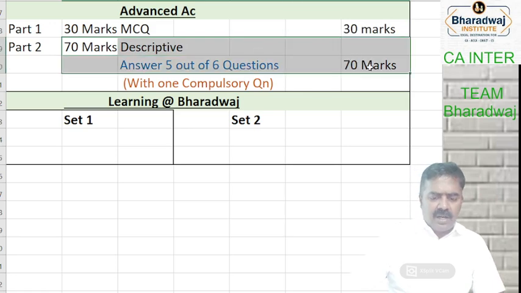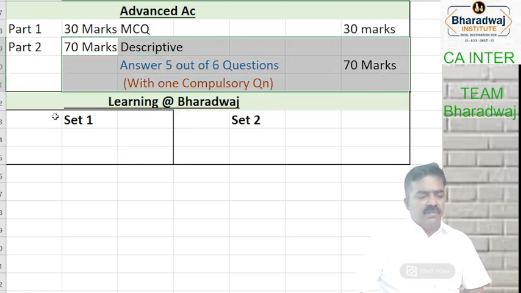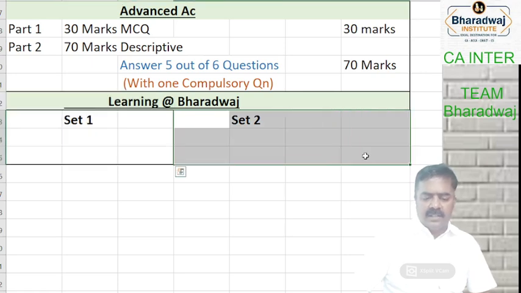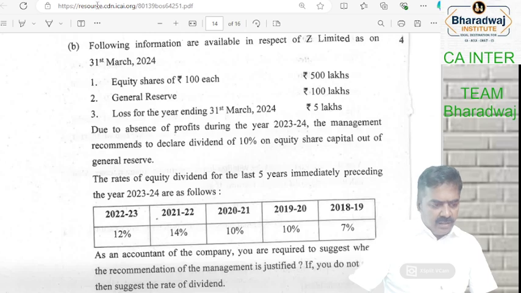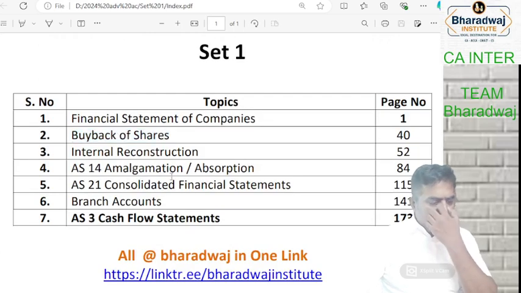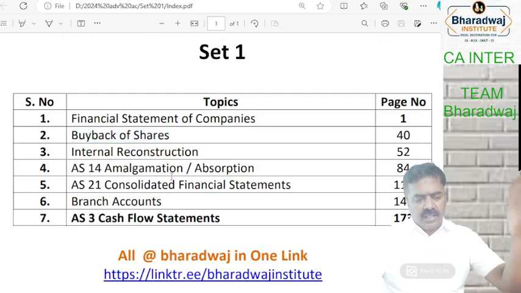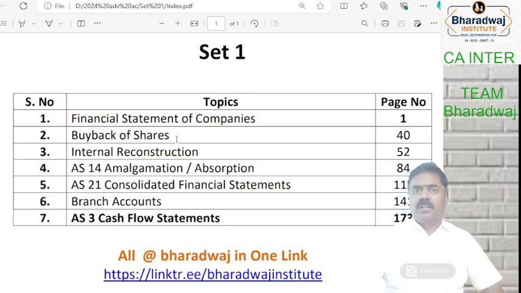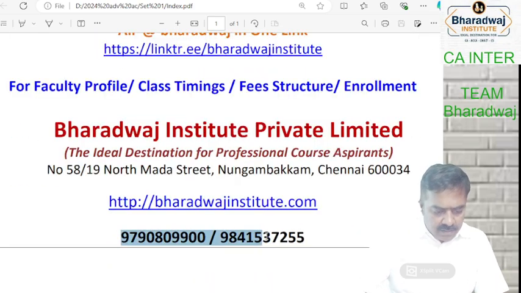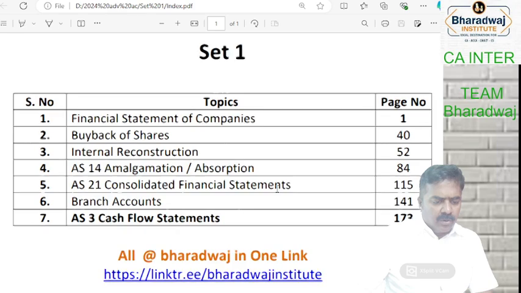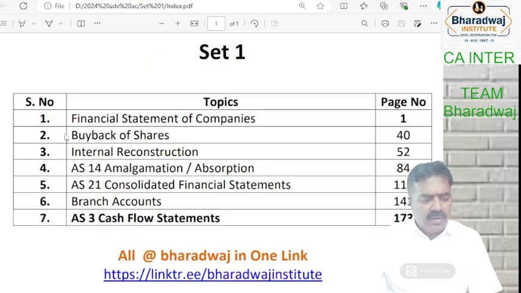For the 70 marks descriptive, also we have given material in the form of set 1 and set 2. What is set 1 material? Live online students and recorded class students, either you'll be getting the material or you would have got the material already. If you have not received the material, please contact these numbers, they will send it to you.